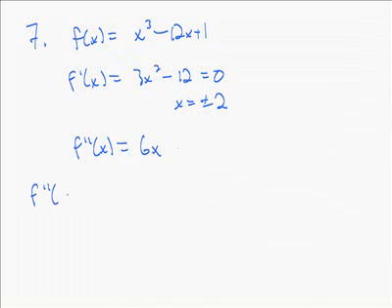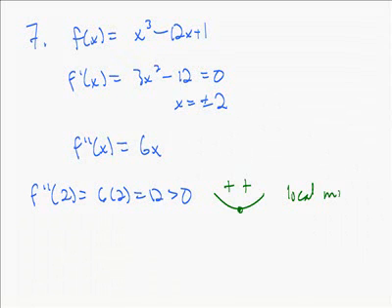Well, if we take f double prime of positive 2, we get 6 times positive 2, which is 12, which is greater than 0. And so what do we say? Well, the second derivative is positive, that means we're happy about that because we're concave up. And so we have a local min at x equals 2.